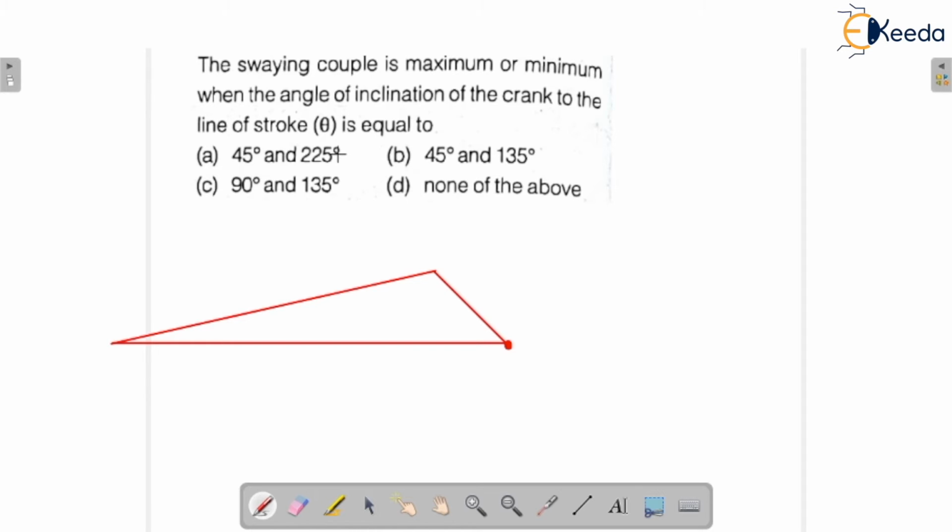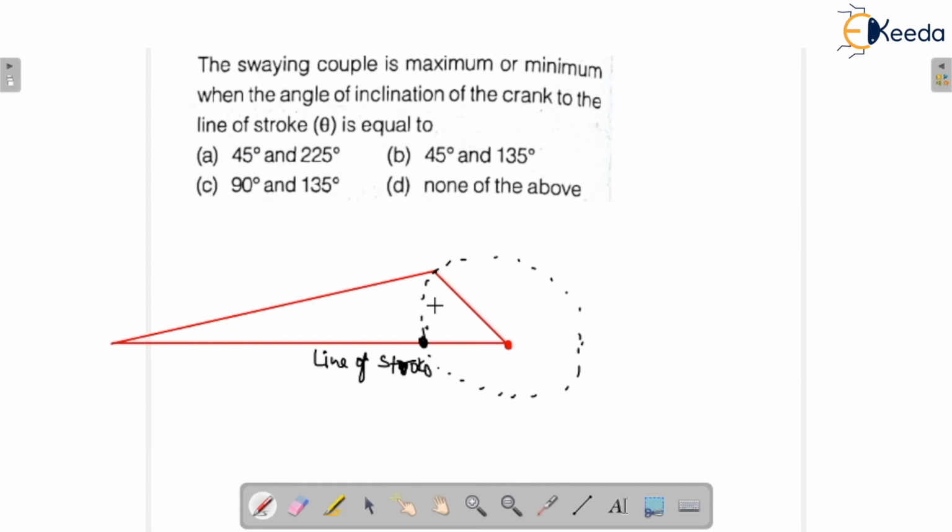So in this question it is given that the sine couple is maximum or minimum when the angle of inclination of the crank to the line of stroke is equal to what? So this is our line of stroke, and we know that this is the crank which is going to be rotated. This point is known as the outer dead center or inner dead center, but this line is completely the line of stroke.